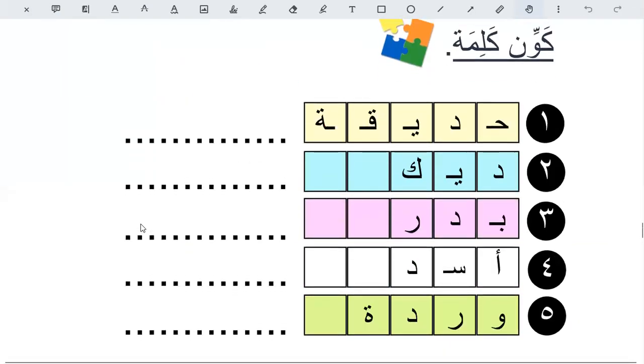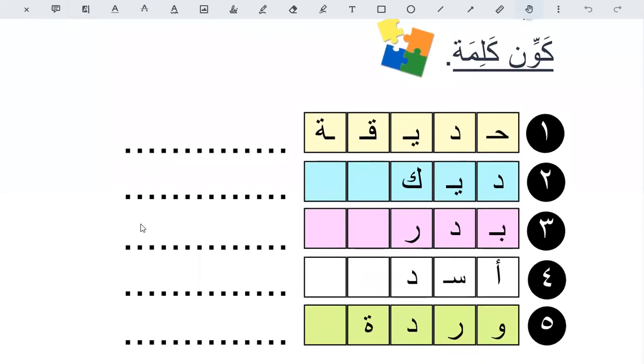Make the word. Latifa. Hadika, garden. Good. Deek, rooster. Badar, full moon. Asad, lion. Good. Warda, rose. Good. Riyan. Yes. The word. Hadika garden, Deek rooster, Badar full moon, Asad lion, Warda rose. Good.